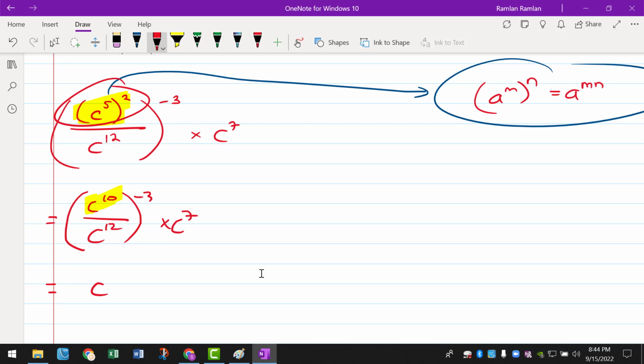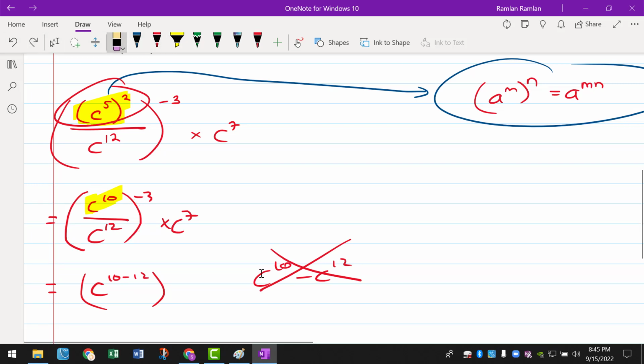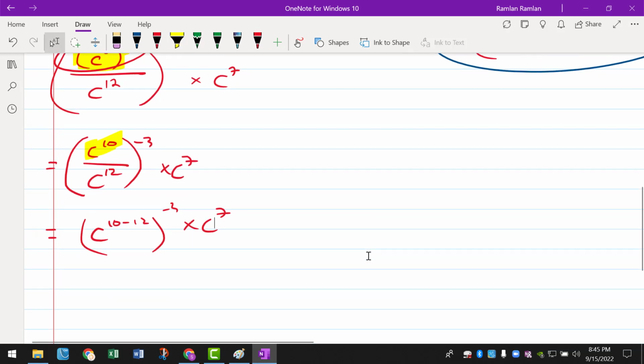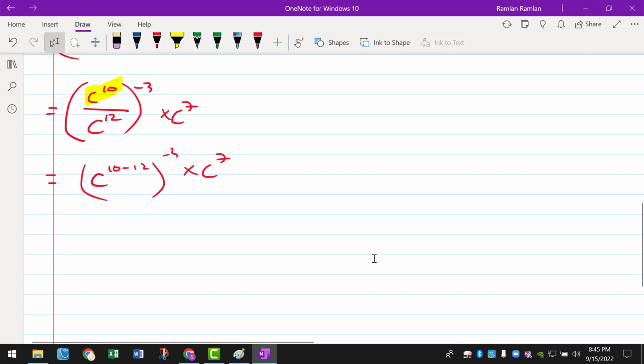maybe I'm going to write down the process to make sure that you know. So this is going to be 10 minus 12. So where do I get this? It's from the power. So notice that you need to write it down like this. Do not write like this. This is not the same as this one. So be very careful with that. And then to the power of minus 3 doesn't change, and then times c to the power of 7 also doesn't change. And then we can do the calculation over here.